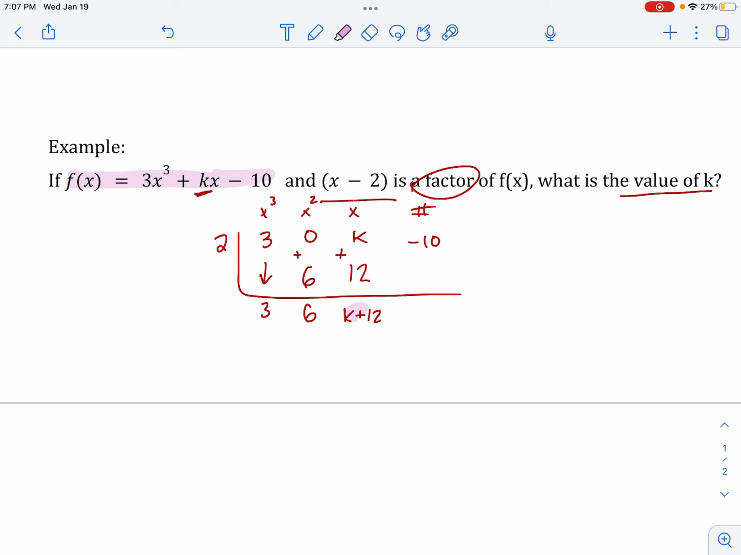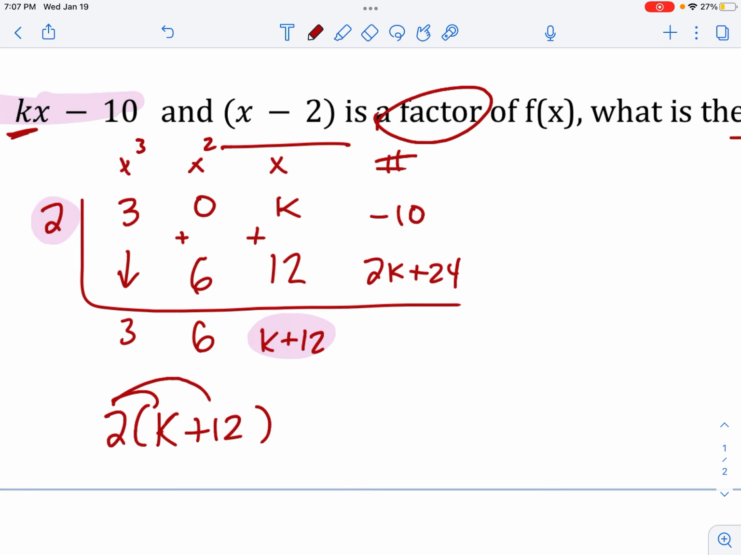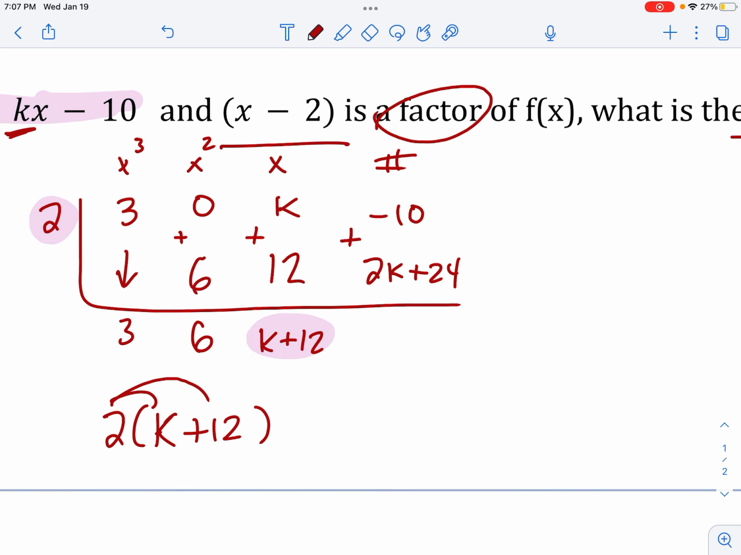But now I have to take k plus 12 times 2. Because isn't that the process that we do? I multiply, right? Well, 2 times k plus 12 isn't so bad. We've seen that, right? Distribute. So now I'm left with 2k plus 24. That goes in this last box here. Well, now let's see what happens if we add those up. If I add -10 plus 2k plus 24, really I have to add like terms. Well, like terms are just numbers. So I end up with 2k plus 14.